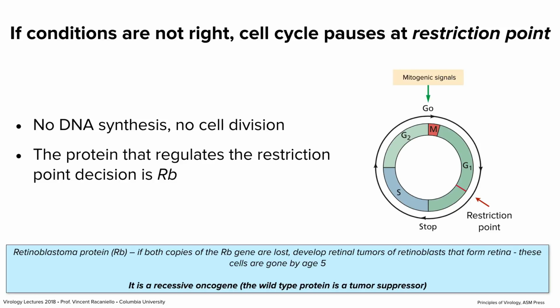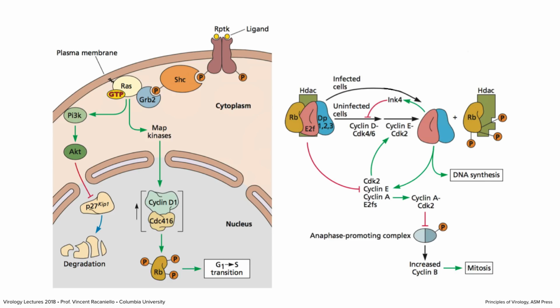So this is a recessive oncogene. If you have the wild-type protein present, it acts at this restriction point and prevents cells from dividing uncontrollably. If both copies are missing, there's no longer a restriction here. The cells can keep dividing, and eventually, as you know, that leads to transformation and eventually cancer. So this restriction point is mediated by RB. And that binds the T antigens of adenoviruses.